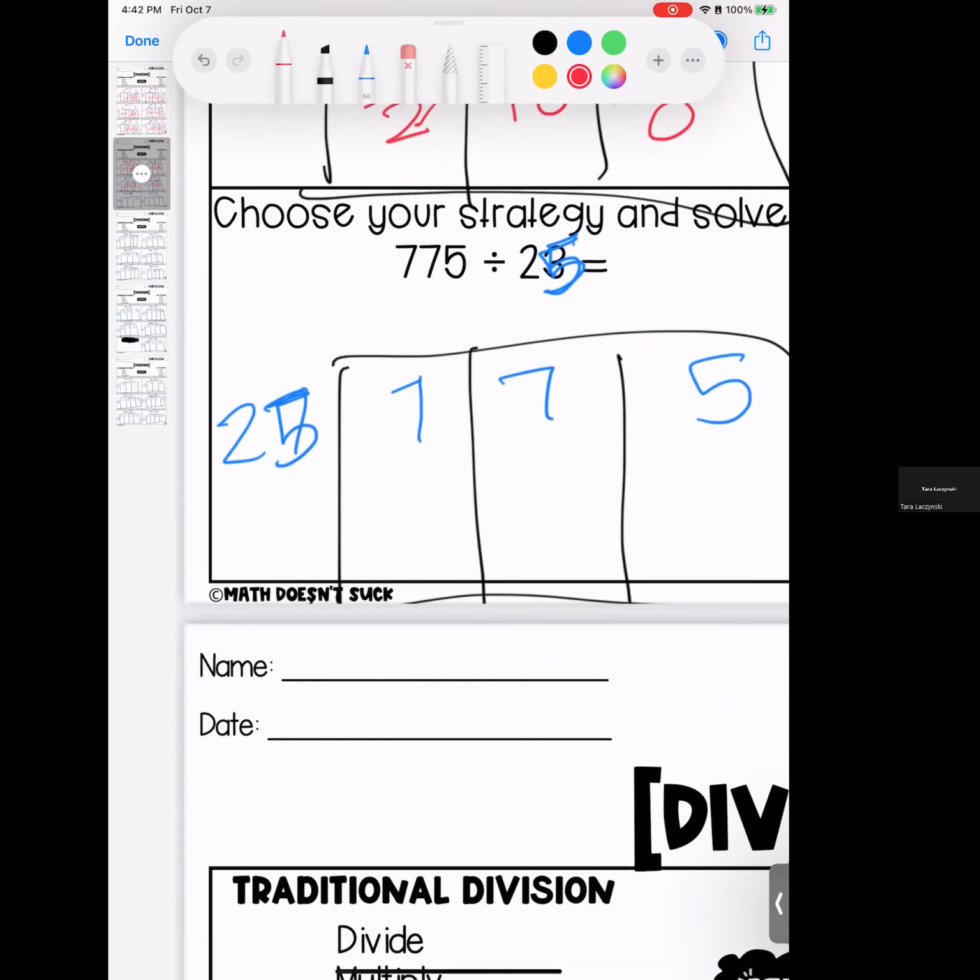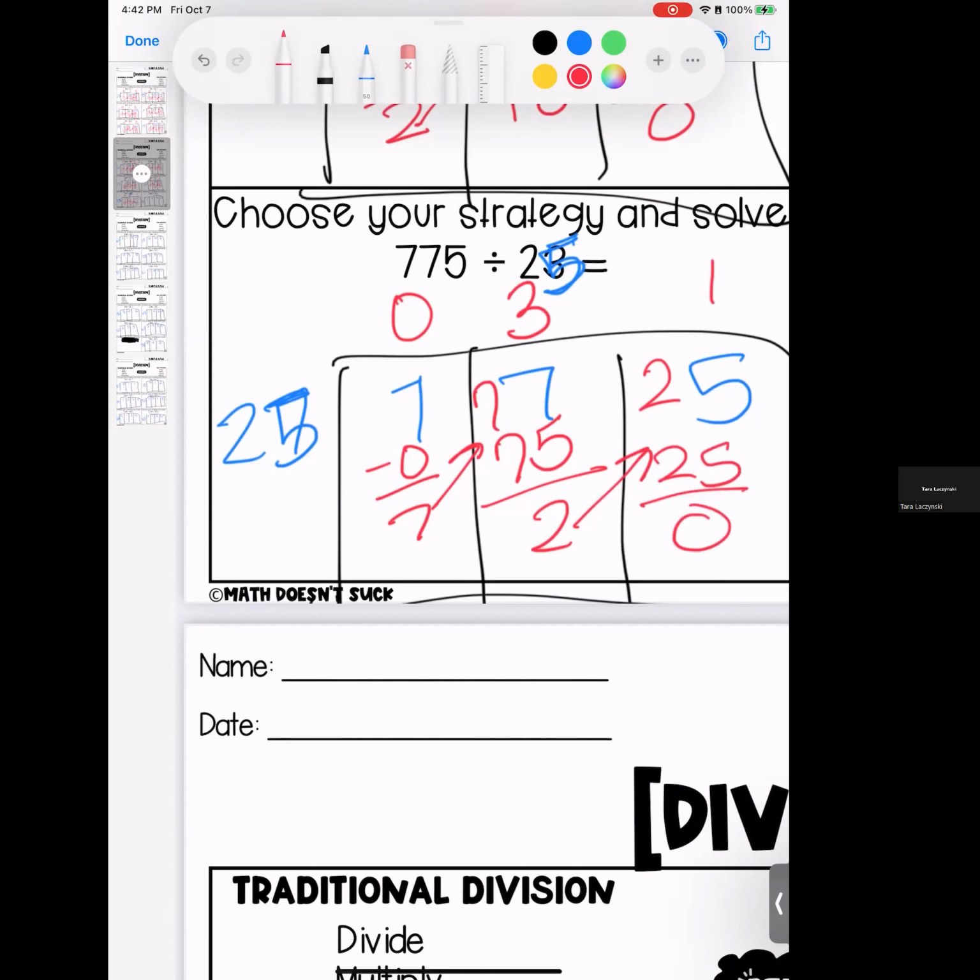Now this one, you're going to have 25 on your page. 25 does not go into 7, but it does go into 77. Think about quarters. If I have 3 quarters, I have 75 cents. If I have 1 quarter, I have 25 cents. This goes in 31 times with no remainder.